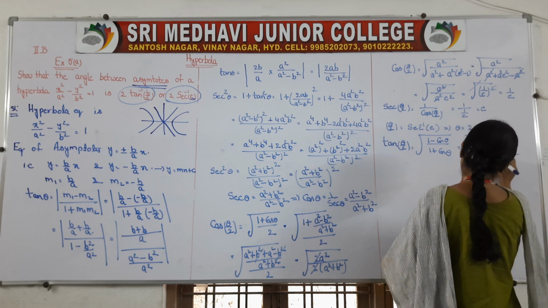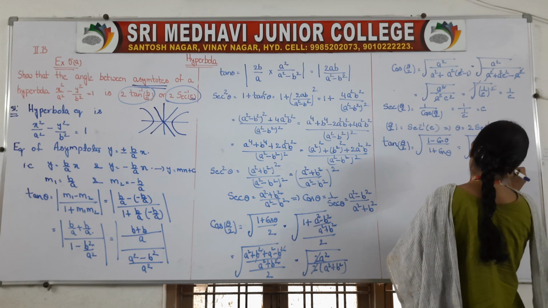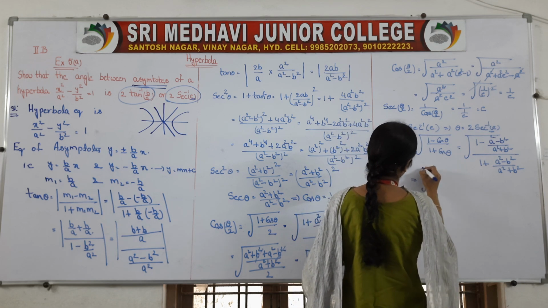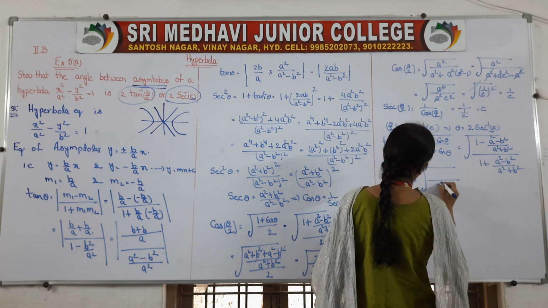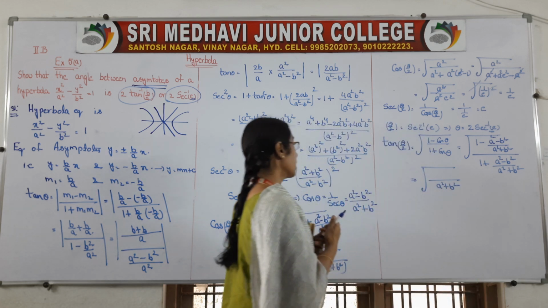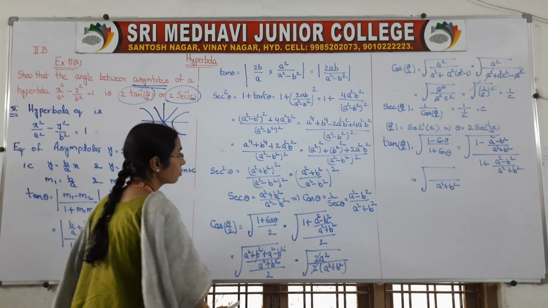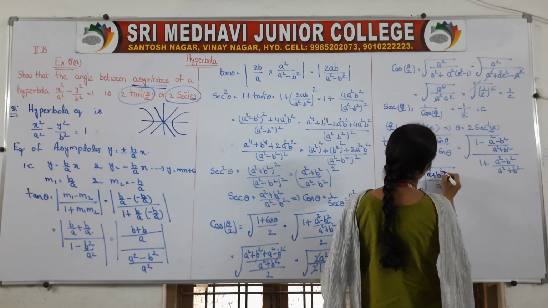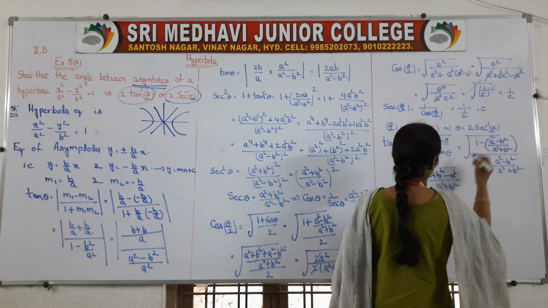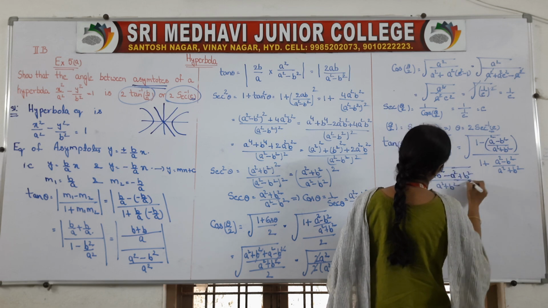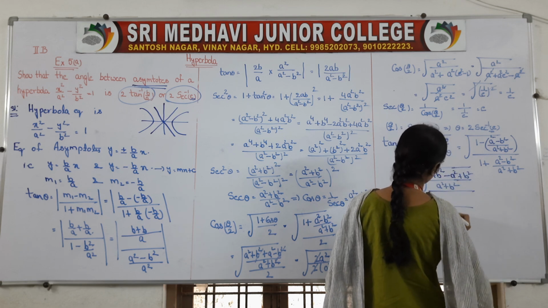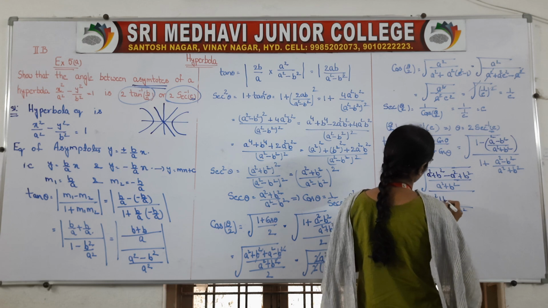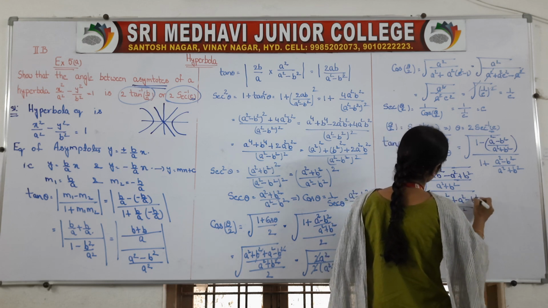Similarly, 1 plus a square minus b square by a square plus b square. So it is equal to root of, taking the LCM, a square plus b square. If we take the LCM, we have to multiply 1 with a square plus b square. So it is a square plus b square minus a square, minus of minus plus b square. Similarly downwards, a square plus b square is the LCM. We have to multiply a square plus b square plus a square minus b square.